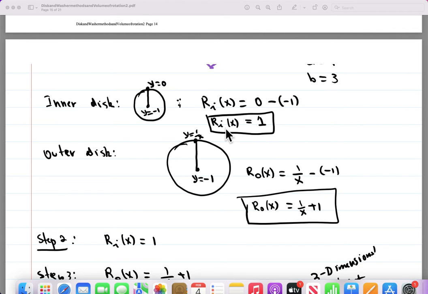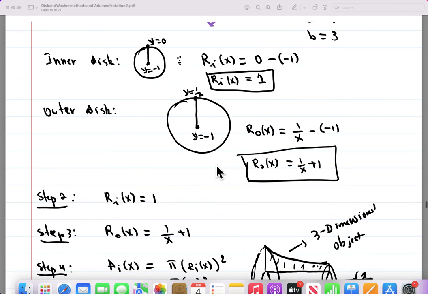So now that we got the inner radius and the outer radius, we can just follow those routines.